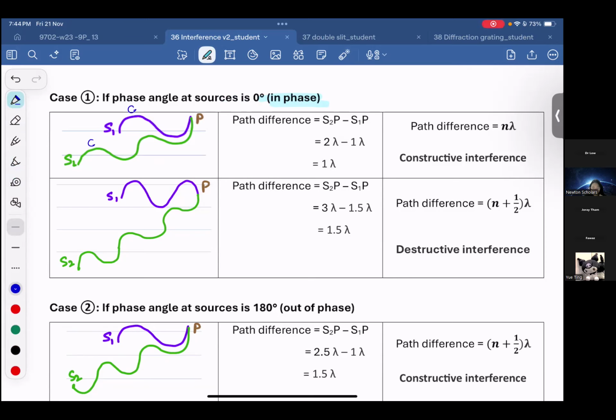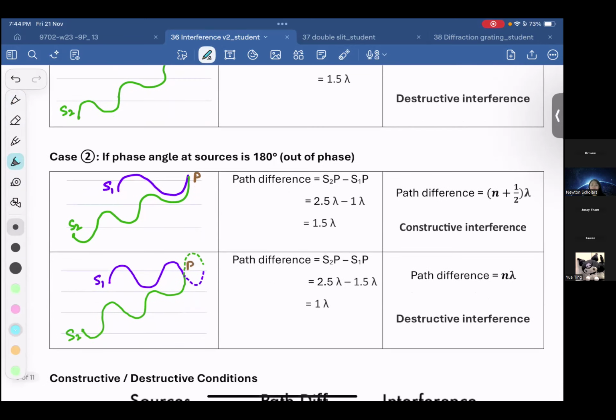Now I'm going to tell you, in your exam, the sources might come out out of phase. They are not in phase. So when a crest comes out from one source, the other source comes out with a trough. Can you see that this case is the opposite? I come out with a crest, here comes out a trough. This is out of phase. Just now was in phase. Right now the sources have a 180 degree phase difference.